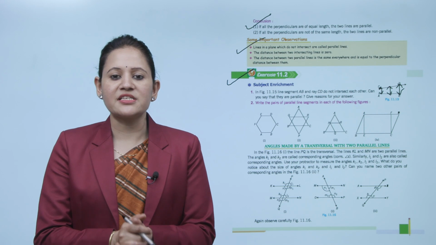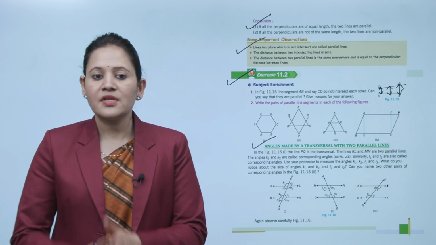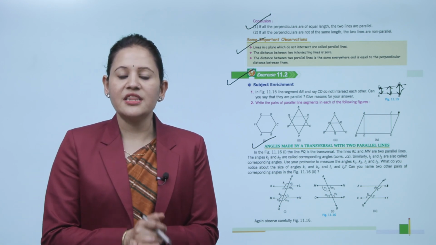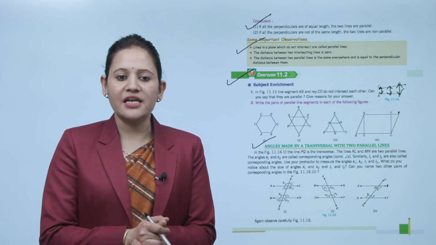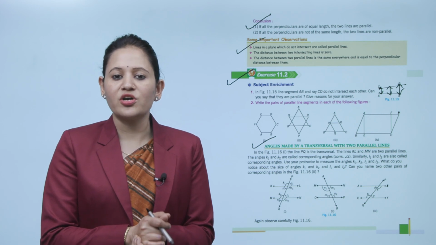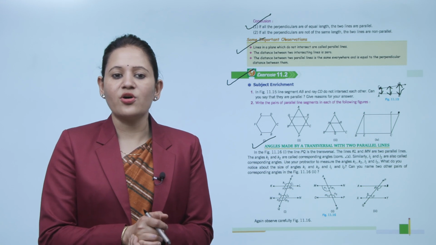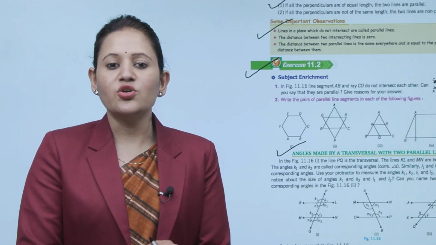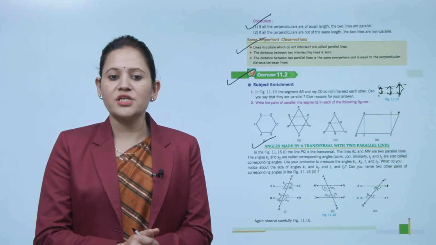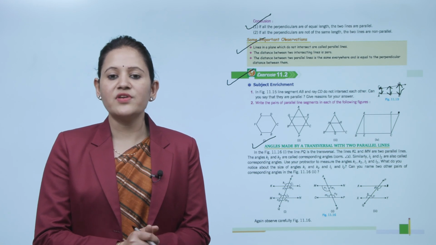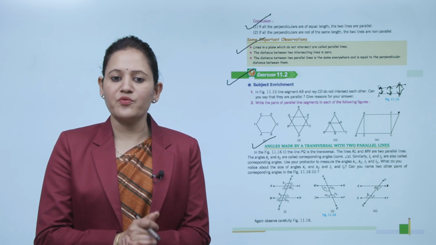Next is angles made by the transversal with two parallel lines. In figure 11.161, the line PQ is the transversal. The lines KL and MN are two parallel lines. The angles K1 and K2 are called the corresponding angles. Similarly, L1 and L2 are also called the corresponding angles. Use your protractor to measure the angles K1, K2, L1 and L2. What do you notice about the size of the angles K1 and K2, L1 and L2? Can you name two other pairs of corresponding angles in figure 11.162?